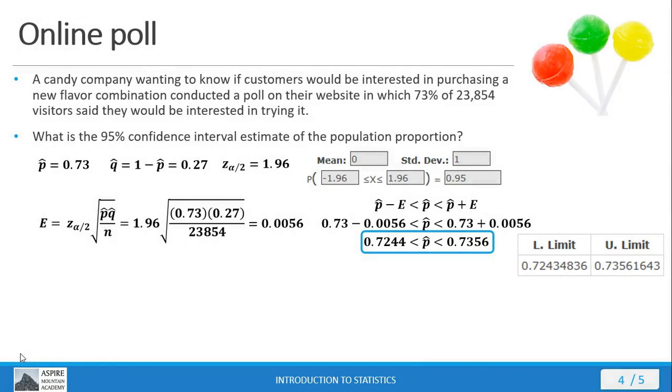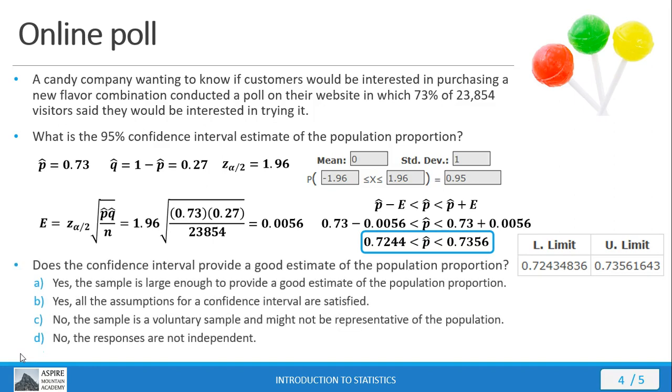Okay, so going back to the problem that we have here, we see that we get the same lower and upper limit using StatCrunch that we did with the old school method. Now, we're asked one final question, and that is, does the confidence interval provide a good estimate of the population proportion? So you see you've got 4 answer choices to choose from here. I'm going to give you a moment to read that over and select the answer that you think is the correct one. And then after that little pause, I'm going to come back and we're going to talk about what the right answer is.